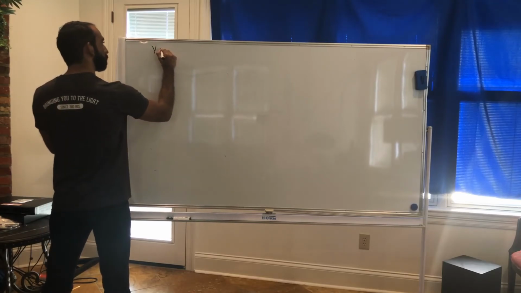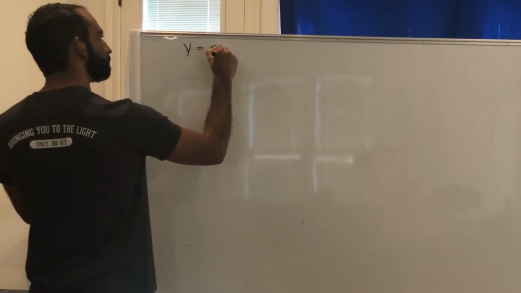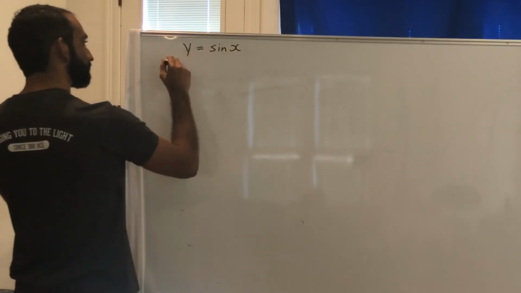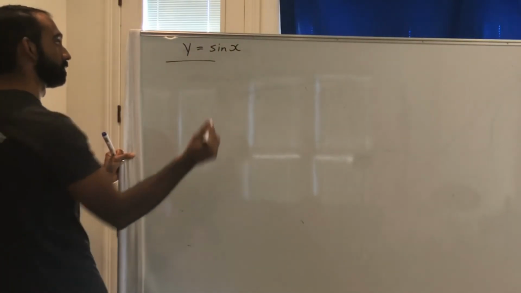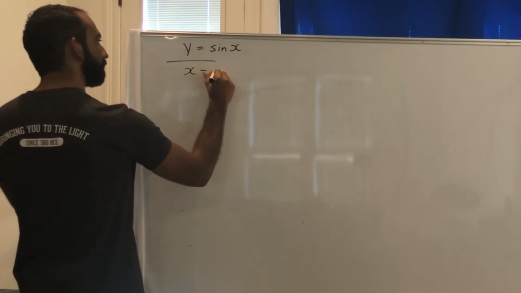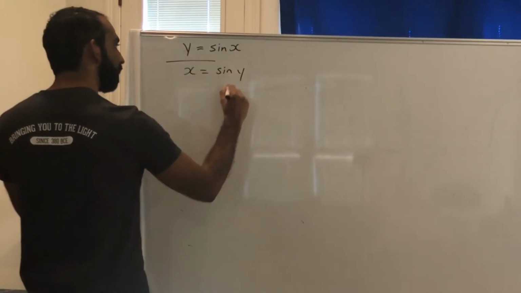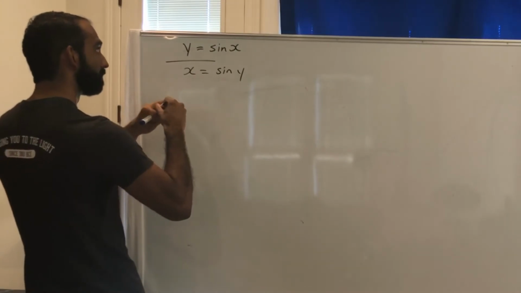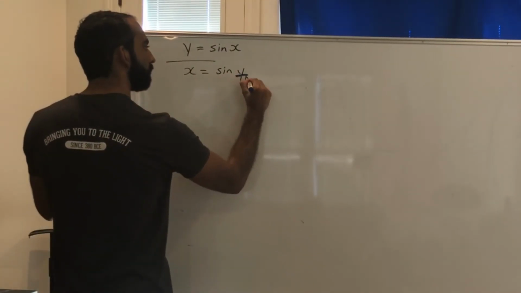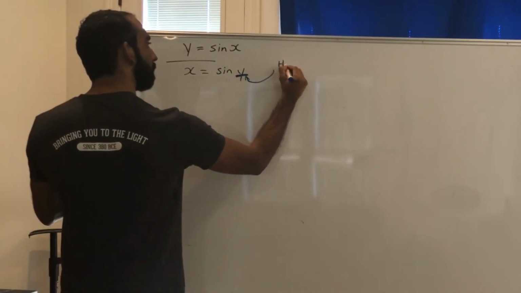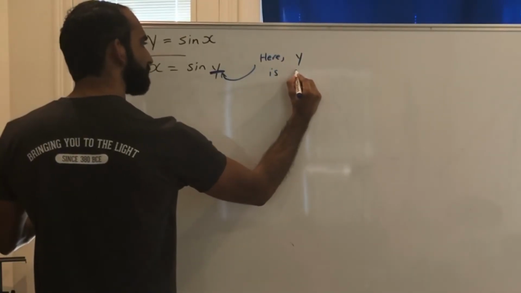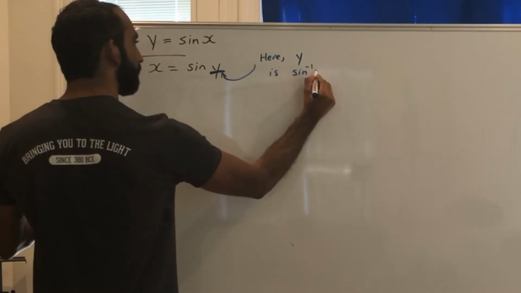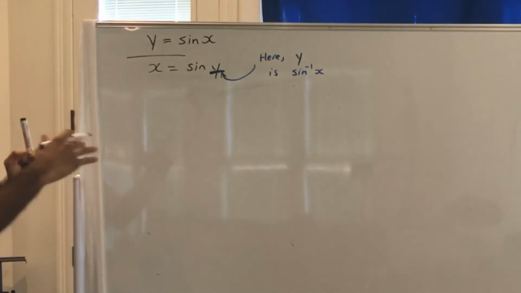So let's start with sine. y equals sine x. If I want to invert this guy, I just do it algebraically. Swap the variables. x equals sine of y. Now y is the inverse of sine, yes? Just like we were doing before.